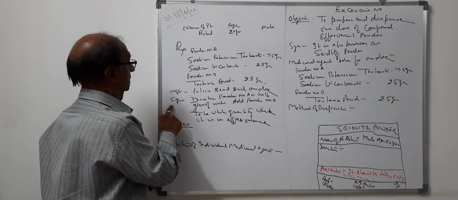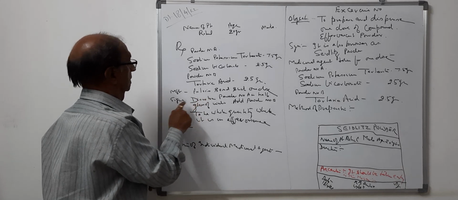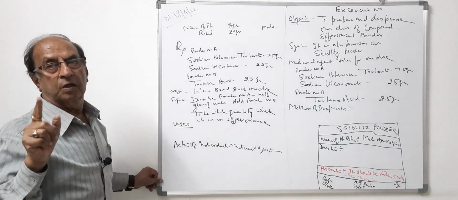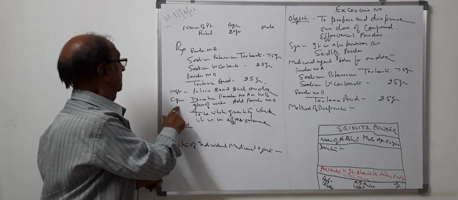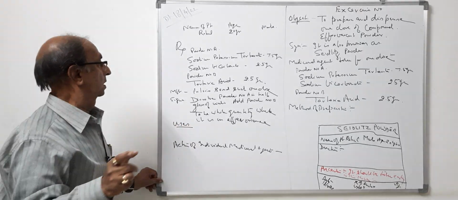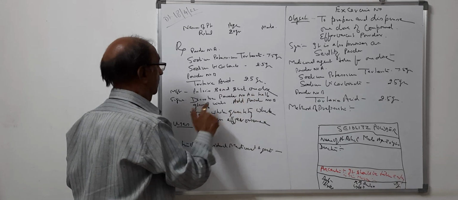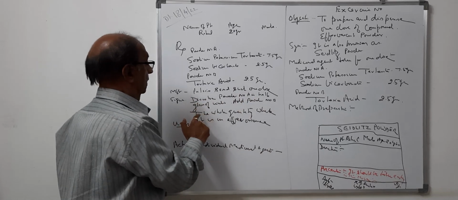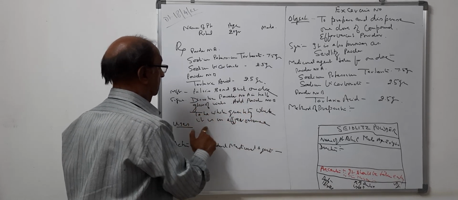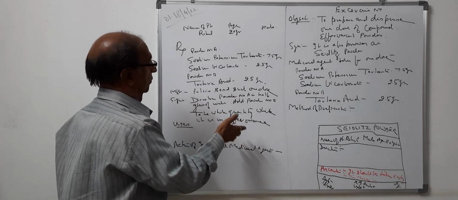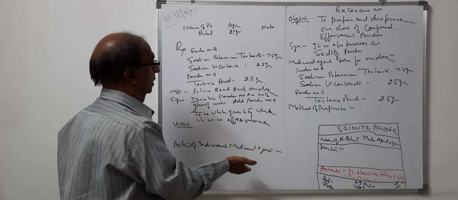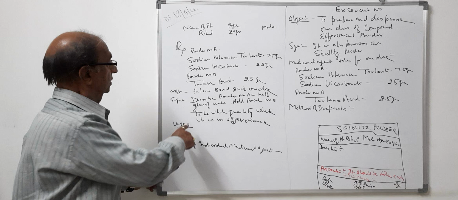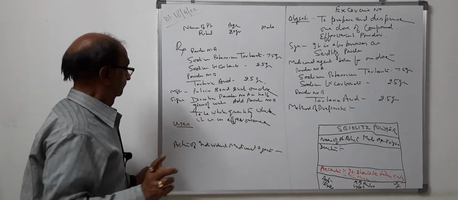Sig is direction, that is signal to the patient. This M.F.T. is direction for the person who is preparing this particular powder. Signal is direction to the patient how it should be taken. Dissolve powder number A in half glass of water. Then add powder number B. Take whole quantity while it is in effervescence. When you add powder number B, there would be evolution of carbon dioxide and it gives carbonic drink. So it should be taken while it is in effervescence.